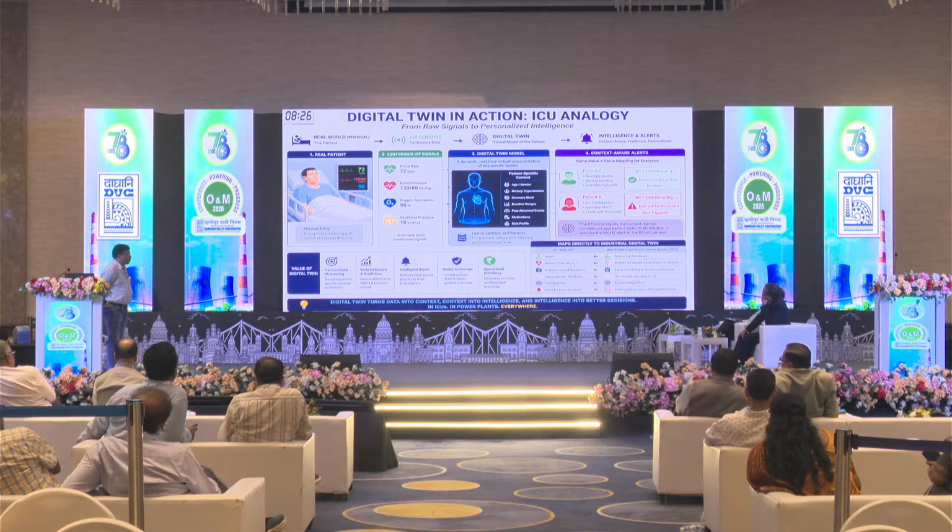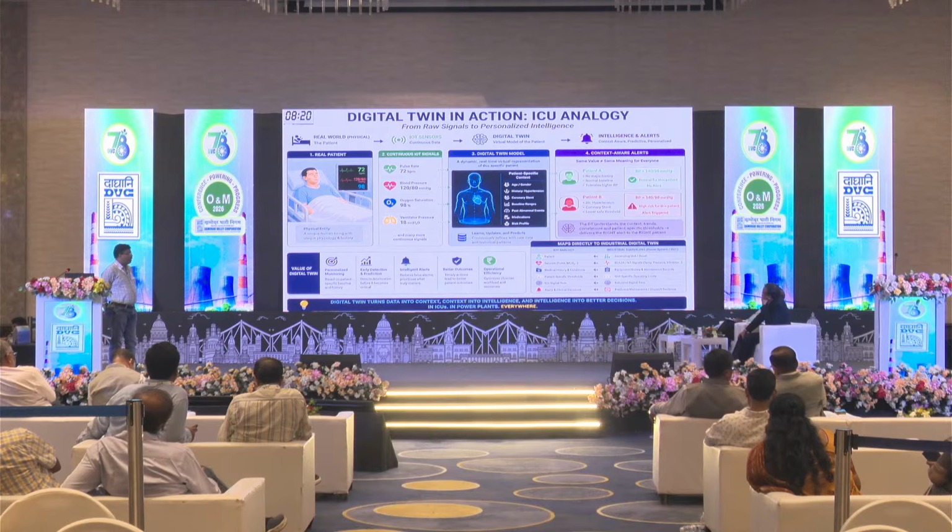If you have the data of the next 1-2 hours, then any abnormality can be sensed well in advance, and the doctors can take corrective action well in advance.